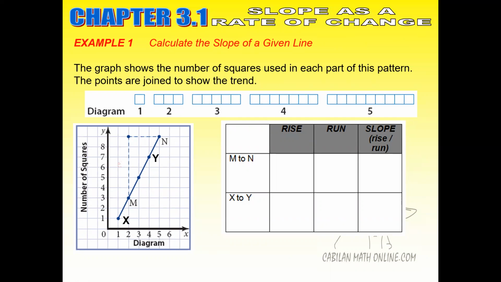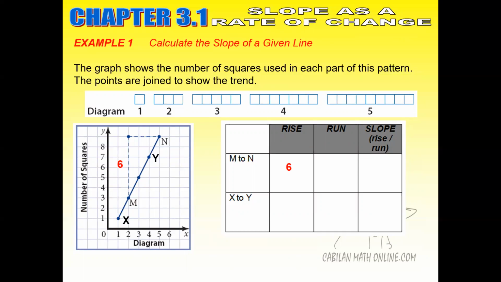The way you do that is you start from the dot at M and count the number of boxes from that dot to the corner of the triangle. If you count the number of boxes, there are 6 boxes there. So that's going to be the rise. Let's fill in the table and put the rise as 6.